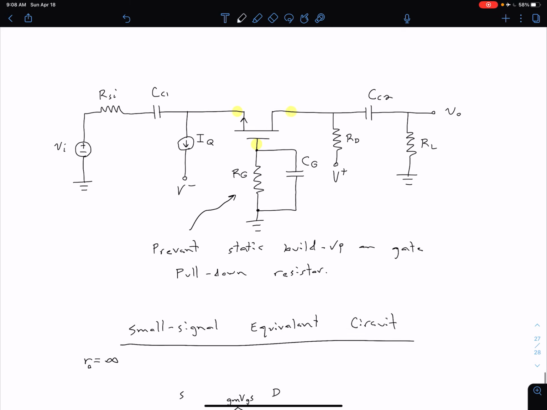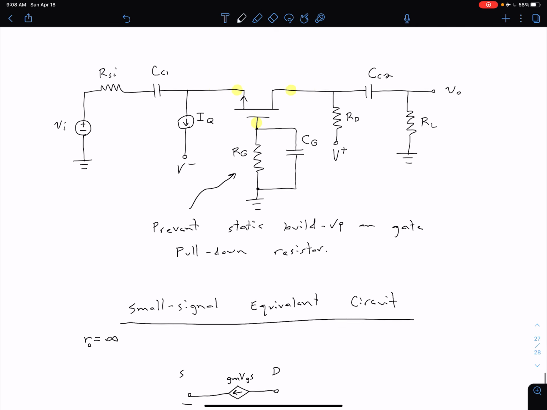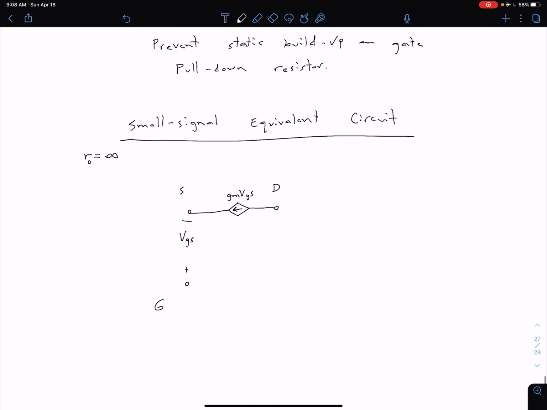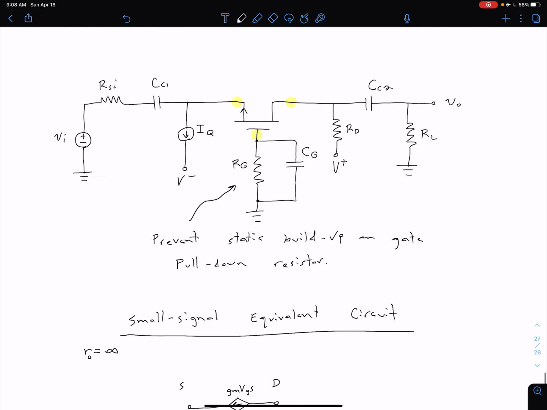So now we come back up to this circuit, and we want to start connecting things that are external to the transistor. As we mentioned, our gate is going to be at signal ground due to that bypass capacitor CG. So we can come down here and say this is going to be at ground. On our drain side, of course, this CC2 is going to act like a short circuit. So from our drain, we have a path through RL to ground, and we also have a path through RD to ground.